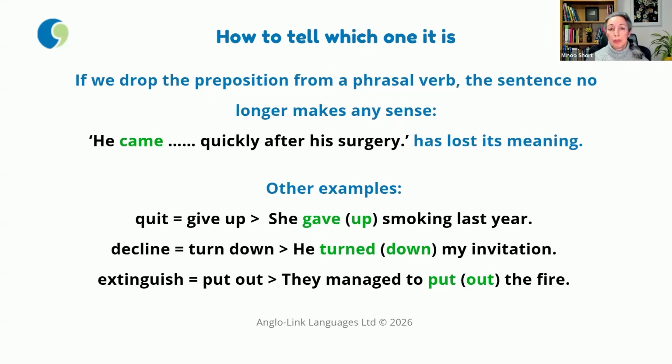For example, the phrasal synonym for quit is to give up. So, "She gave up smoking last year." If you just say "She gave smoking last year," we've lost the meaning completely. A phrasal synonym for decline is turn down. For example, "He turned down my invitation." If we drop down, "He turned my invitation" makes no sense because the preposition is the major part of the meaning. Another example, a phrasal synonym for extinguish is put out.